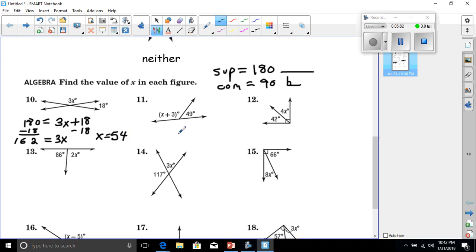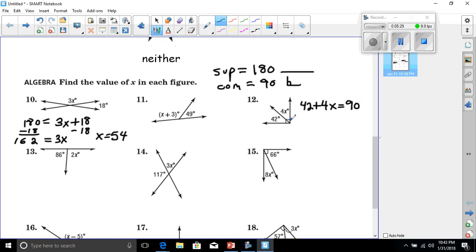All right, let's go ahead and try 12. This is going to be a complementary angle because I've got that little square there. Complementary angles are two angles that equal 90 degrees. I don't know what x is, but I do know that 42 plus 4x is going to equal 90.